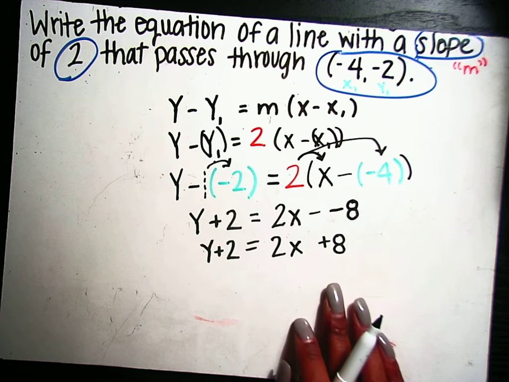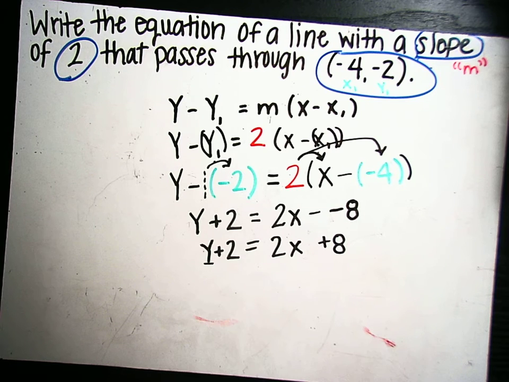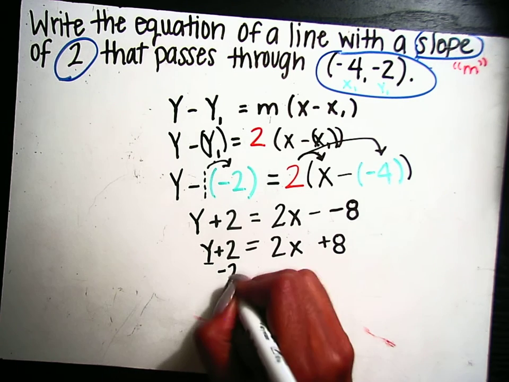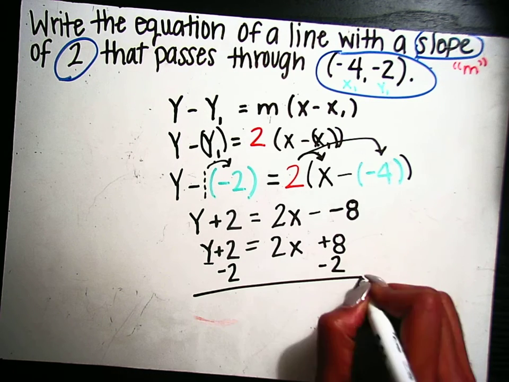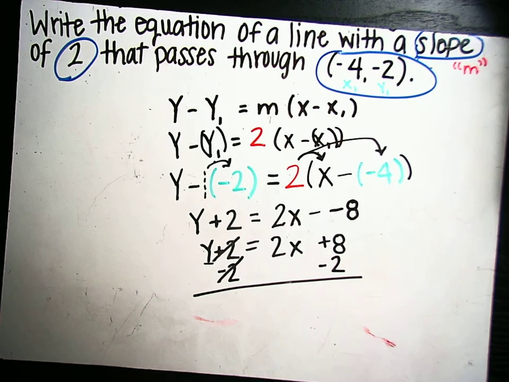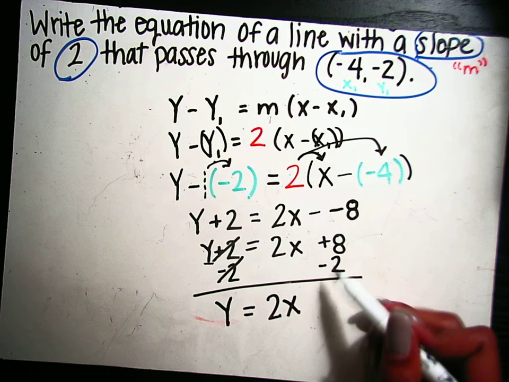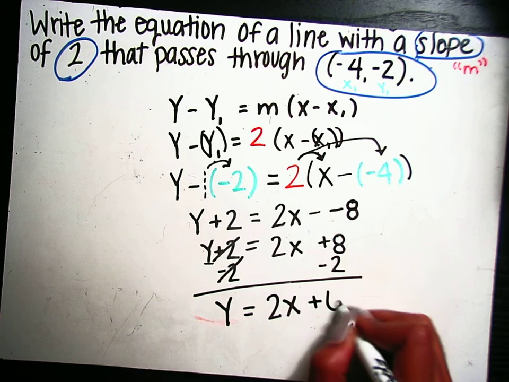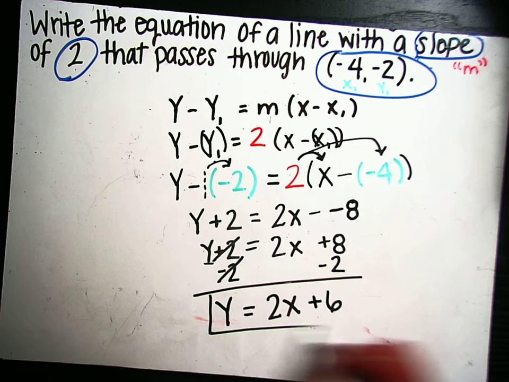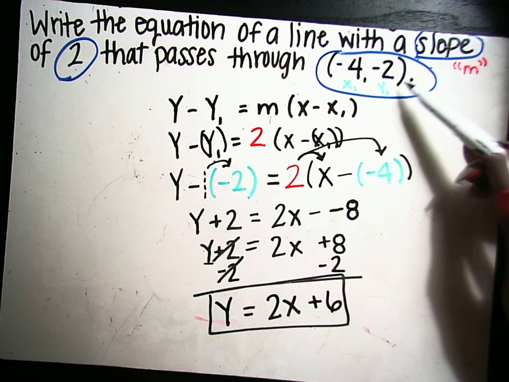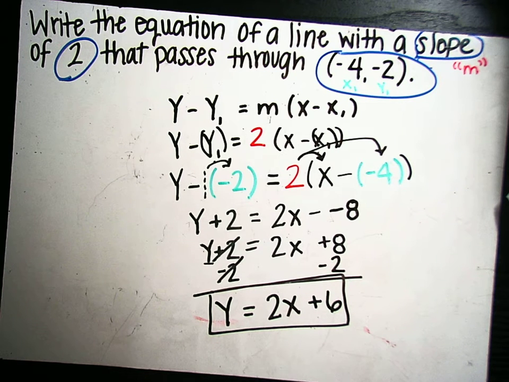So we're almost done. All we have to do to get y by itself now is to get rid of this plus 2. So the opposite of plus 2 is -2 on both sides. Those two are going to cancel out. So you're left with y equals 2x, and 8 minus 2 is equal to 6. So my equation of a line with a slope of 2 that passes through that point is y equals 2x plus 6. Now before we think, okay, we're done, let's double check our answer.